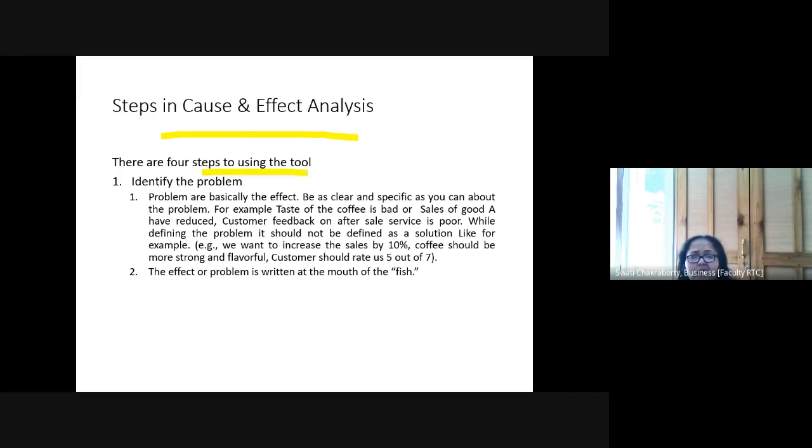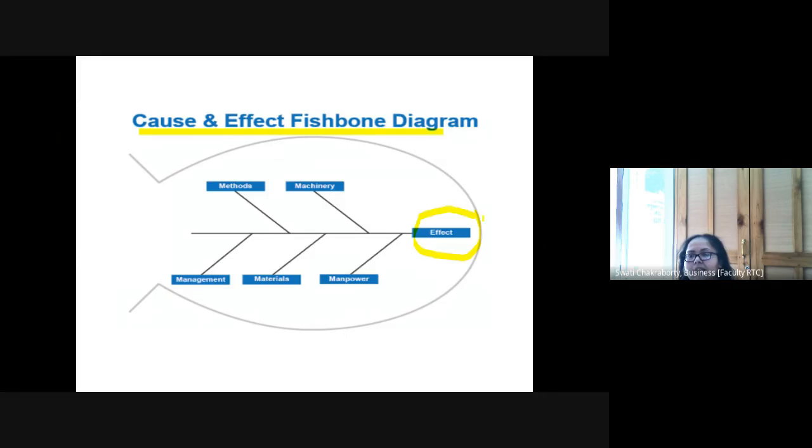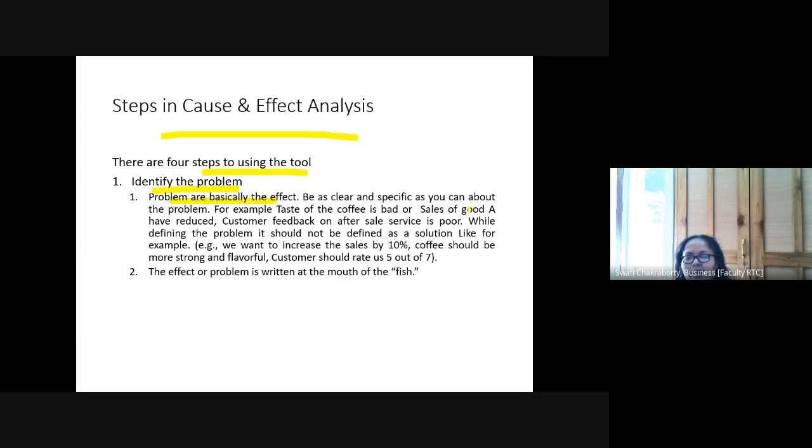So, what are the steps that you have in this cause and effect analysis? There are basically 4 steps. First is to identify the problem. Problems are basically the effect. The effect that we see is the problem, the final effect. So one has to be as clear and specific as you can about the problem. Be very specific with your problem. Say, for instance, taste of coffee is bad, or sales of a particular good A have reduced. Customer feedback on after sales service is poor.